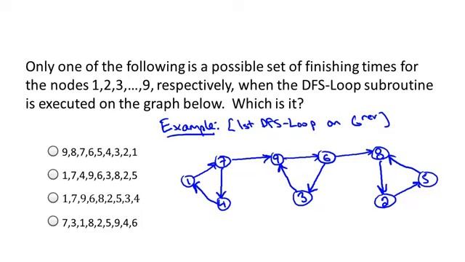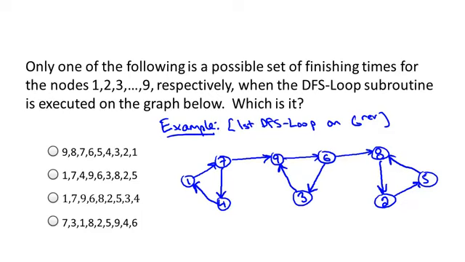But I've given you 4 options for what the finishing times of the nodes 1, 2, 3, all the way up to 9 respectively might be, and only one of these 4 could conceivably be an output of the finishing times of DFS loop on this graph. So which one is it?